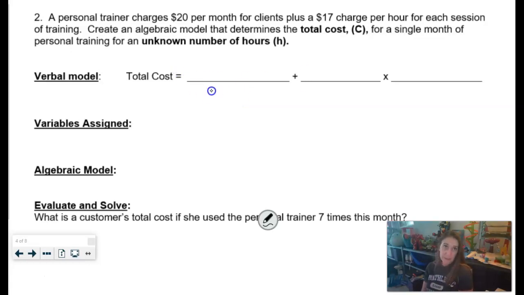So the verbal model is the part that kids don't like, because you're supposed to write out words, and I know you're like, I already know what to do. Great. Write it as a verbal model, because my job is to teach you how to train a computer later. All right, so total cost.